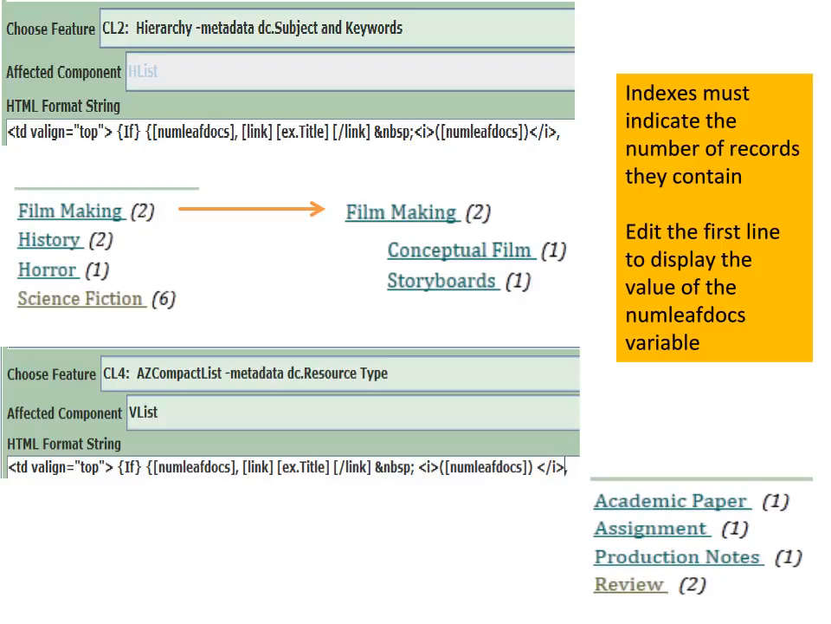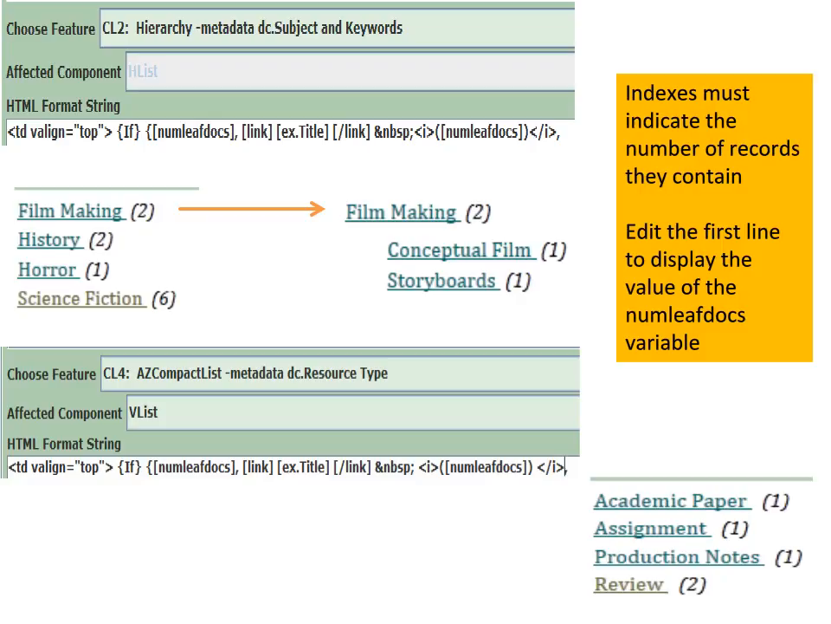put in. All indexes must indicate the number of records they contain. This is a great service for the user. It makes your collection much more usable. When the user is drilling down or looking at something, they can say, oh, there's 2 records under filmmaking, so I'll take a click on that. Oh, there's 1 under conceptual film, I'll click on that. It makes it easier for the user to navigate your indexes and make decisions about where to go. So you have to add this.